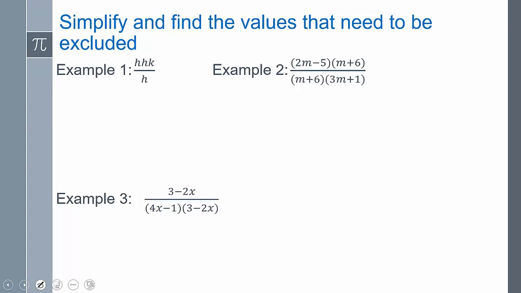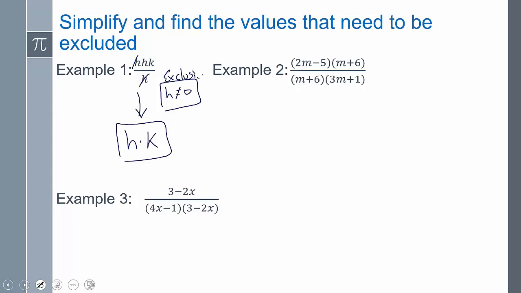So in this example here, h times k, the h's cancel out. But if I set the denominator equal to 0 and solve, h cannot equal 0. So my answer is this. That's what it's simplified to. But my exclusion is going to be h can't equal 0.